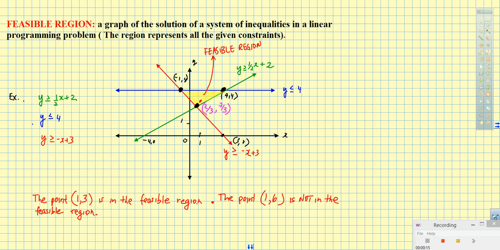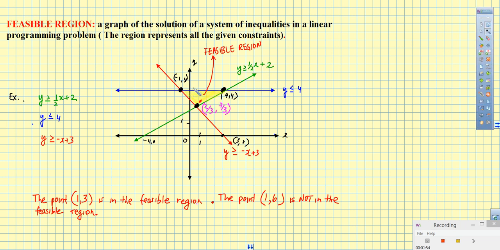So we've got three inequalities that I have graphed. y is greater than or equal to 1/2 x plus 2, y is less than or equal to 4, and y is greater than or equal to negative x plus 3. Now all three of those were graphed, and instead of showing all of the shaded regions, which just made it a mess, all I did was color in the region that was common to all of them. And it happens to be this yellow region right here.